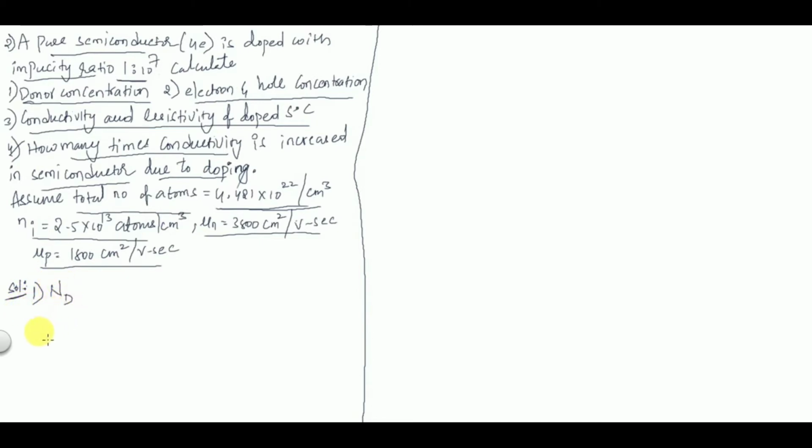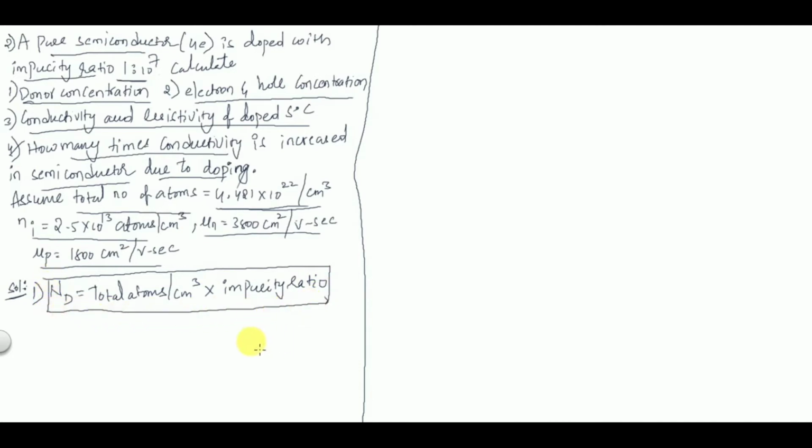So when you are doped with the donor impurity, donor concentration is the majority carrier concentration. So ND is given by total atoms per cubic centimeter multiplied by impurity ratio. This is the formula to find the majority carrier concentration if impurity ratio is given. So that means for every 10 to the power of 7 intrinsic atoms, one impurity atom is being added.